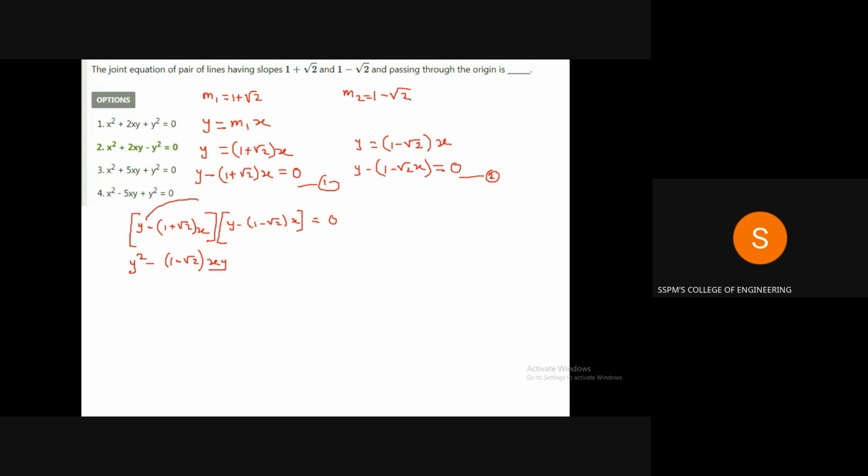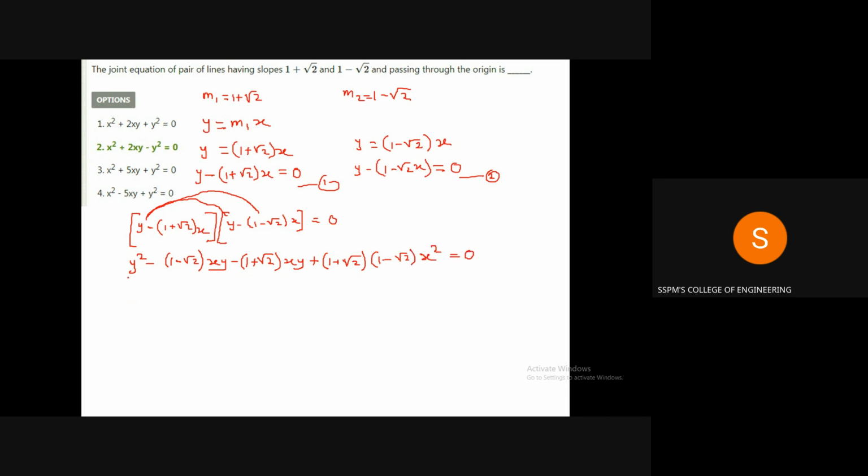xy. So first y into y is y square, then y into this term, it is y into x, it is xy, and minus 1 minus root 2. Again for the second term, this minus into minus 1 plus root 2 xy. So the third term will be 1 plus root 2 xy, and again minus minus will be plus for the last term, and 1 plus root 2x into 1 minus root 2x, what will that be? 1 plus root 2 and 1 minus root 2 x into x is x square.